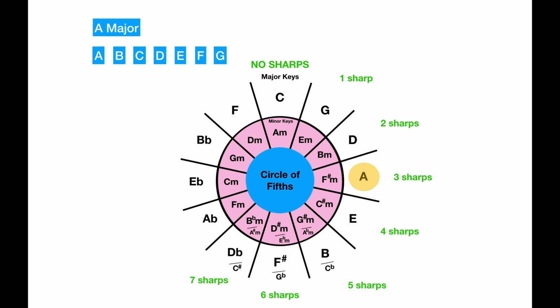So now we just need to work out which sharps are in it. So we know the order of sharps start from F and then work their way around the circle in a clockwise direction. For the A, we are just looking for 3 sharps. So these 3 sharps will be F, C and G. So therefore, the notes of the A major scale will be A, B, C sharp, D, E, F sharp and G sharp.